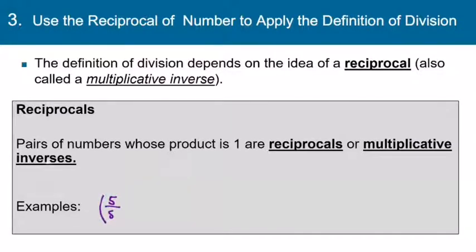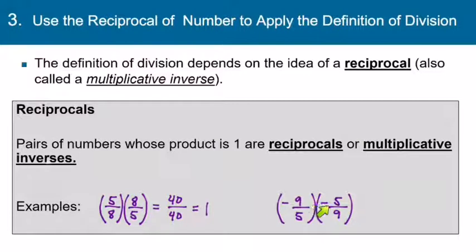Here are a couple of examples. If we take 5/8 and multiply it by 8/5, the product is 40 over 40, which reduces to 1. So 5/8 and 8/5 are reciprocals of each other. And if we look at negative 9/5 times negative 5/9, negative times negative is positive, and of course we would get 45 over 45, which reduces to 1. So negative 9/5 is the reciprocal of negative 5/9, and the other way around. So again, notice that the reciprocal of a fraction is just that same fraction flipped upside down, but also notice that reciprocals have the same sign. These two numbers are reciprocals of each other and they are both positive.